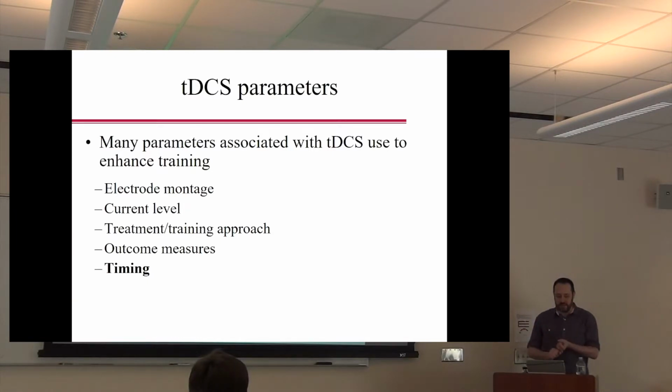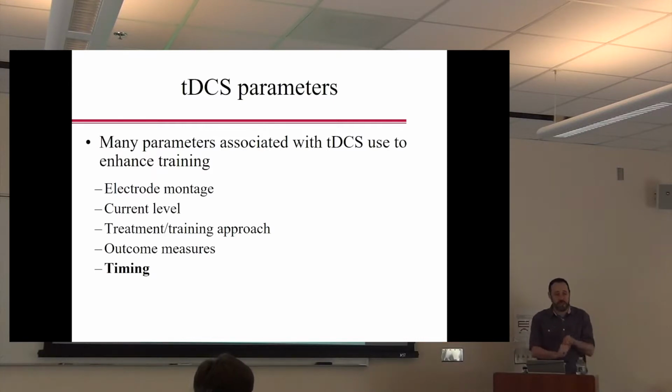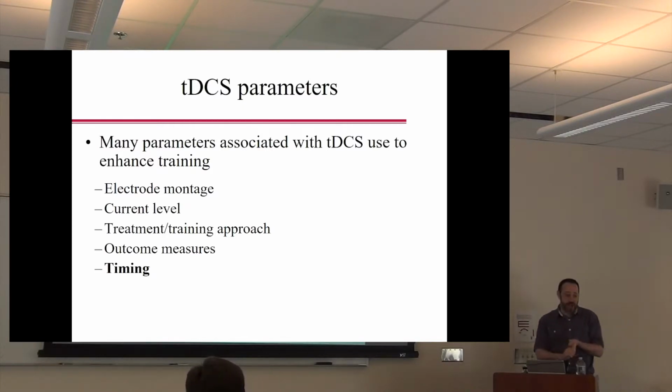So there's issues like the electrode montage, exactly where do you place the anode and the cathode, and also are you using just a single anode and a single cathode or something different? People have looked at the different current levels, so the current levels are very low. They tend to range from 1 milliamp to 2 milliamps, but does it matter within that range? What is the treatment or training approach that you're pairing it with, and how does that interact with tDCS? What are the outcome measures that you're using? So these are all important.